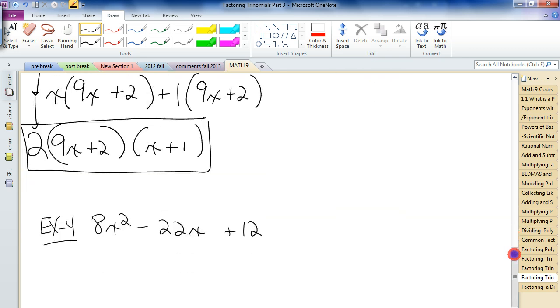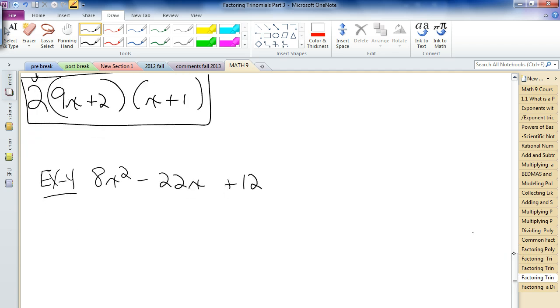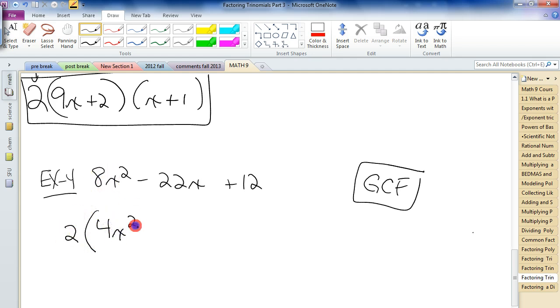All right. How about this one here? Hey, guess what? It's another common factor we have. Let's factor it out. So again, you always got to check, is there a common factor? What goes into 8, 22, and 12? Looks like just 2 does. So we pull out a 2. 2 goes into there 4x squared times. 2 goes into there. What times 2 gives you negative 22? Negative 11x. 2 times what gives me 12? Positive 6.